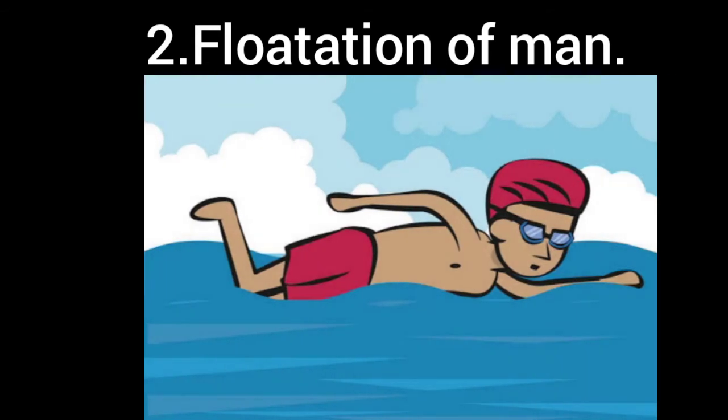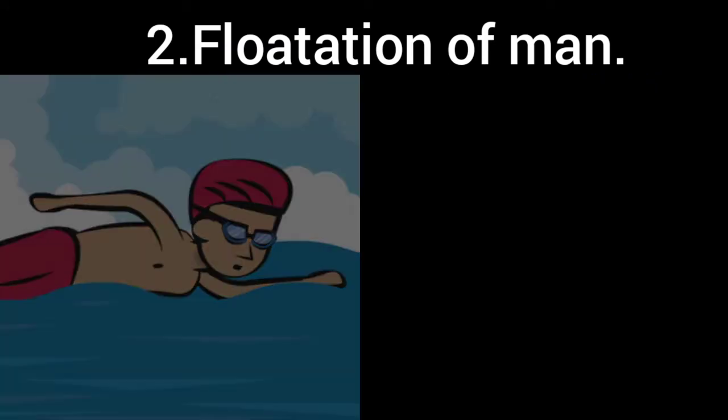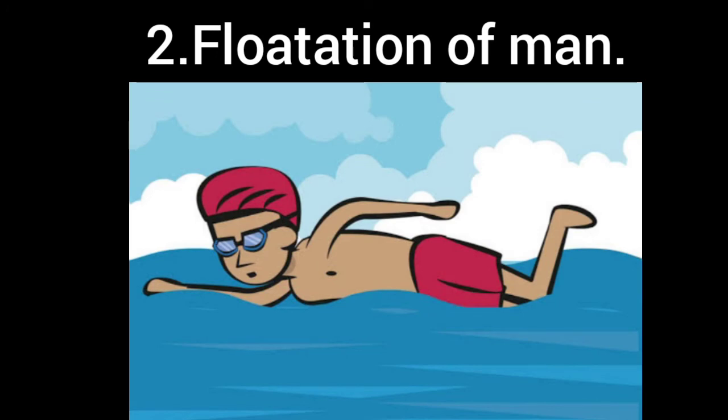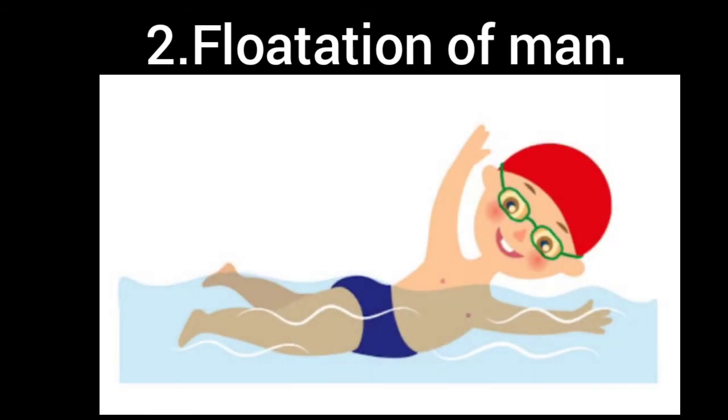Number 2. Flotation of man. It is easier for a person to swim in seawater than in river water. The reason is that seawater contains salt and its density is more than the density of river water. The weight of a man gets balanced by the less immersed part of his body in seawater as compared to that in river water. Thus, it is easier to swim in seawater than in river water.